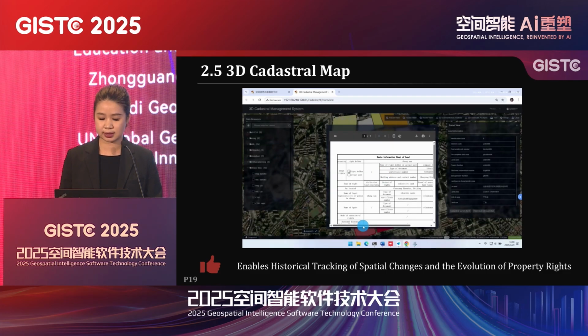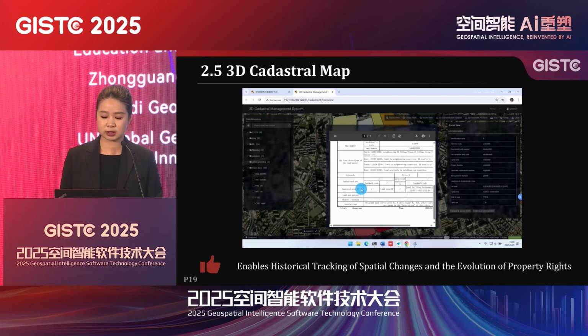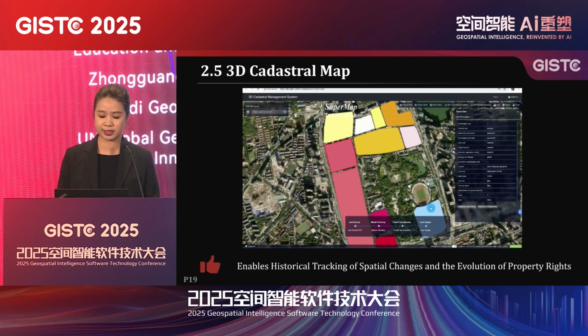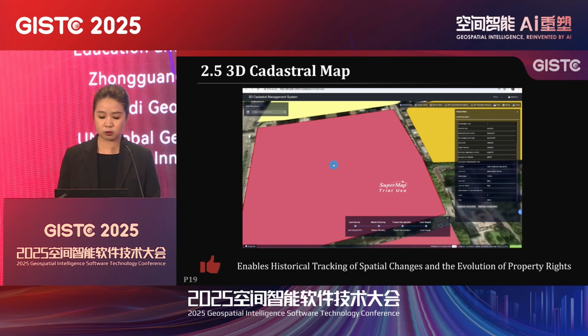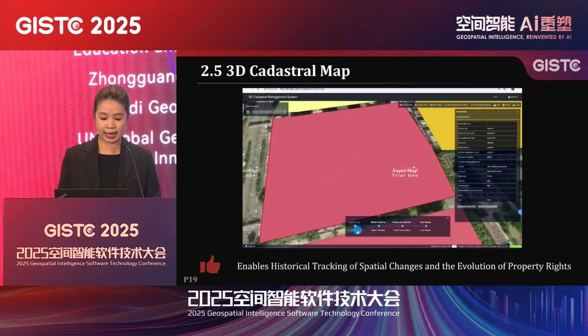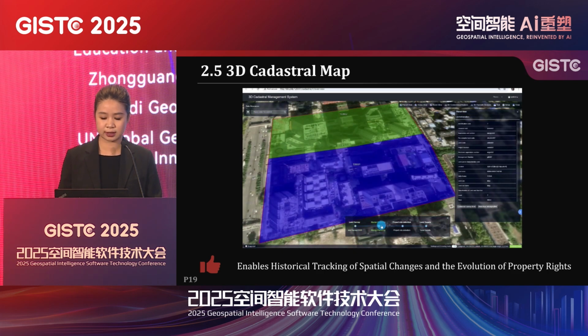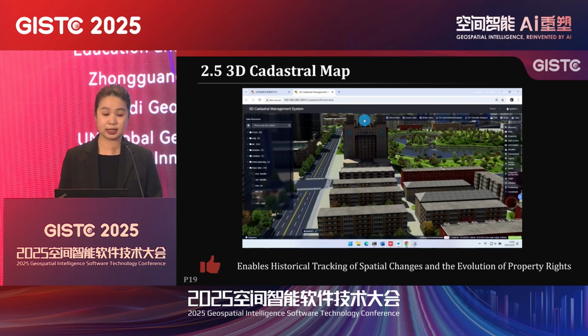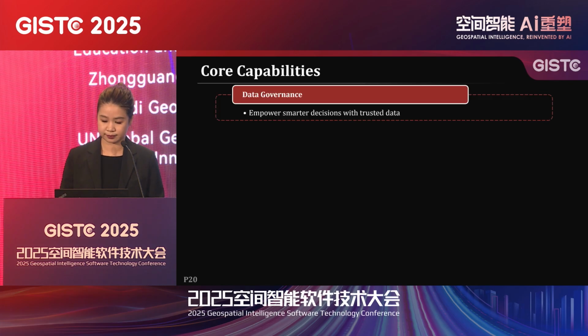Beyond the current data, our 3D cadastral map also enables historical tracking of spatial changes and the evolution of property rights. This means you can virtually travel back in time to understand how land parcels have changed over the years, how ownership has transferred, and how land use has evolved. The historical perspective is invaluable for dispute resolution, urban planning, and ensuring data integrity.